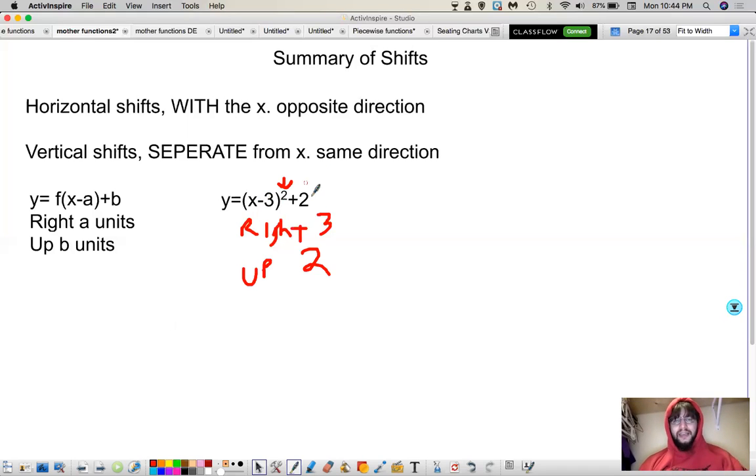Now on the outside, that's not inside of the function. That's outside of the function. It's shifting the entire graph up or down. In this case, it's going up. So that's our shifts.